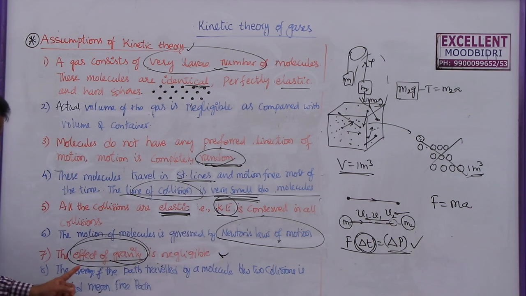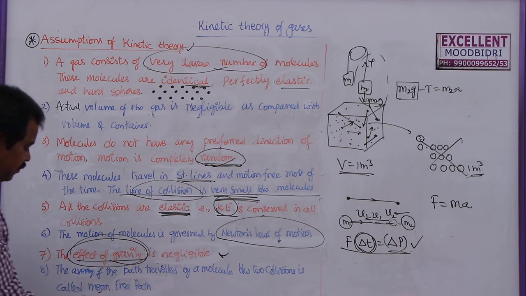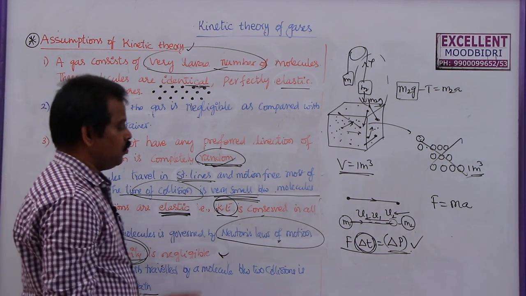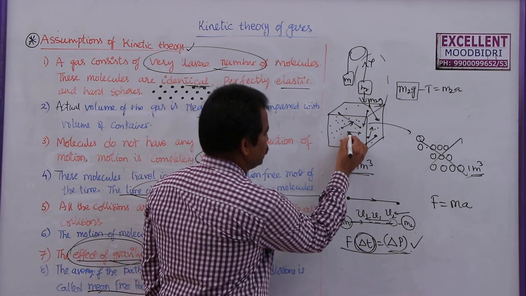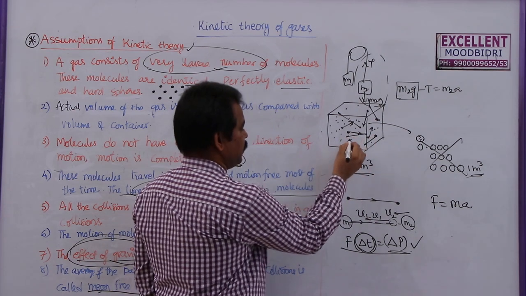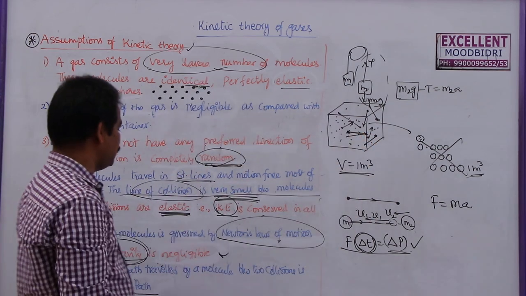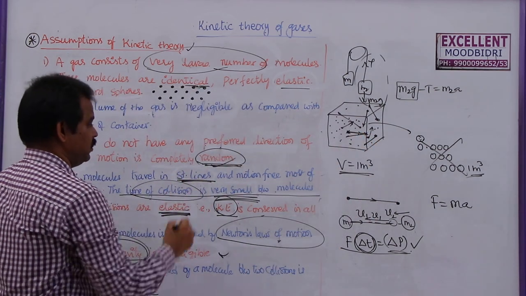Then the last one, the average of the path travelled by a molecule between two collisions is called the mean free path. So what is this mean free path? Let us say this is one gas molecule colliding with the wall of the container and coming back. So between these two collisions, it is moving along a straight line. So that's already we discussed in this point.